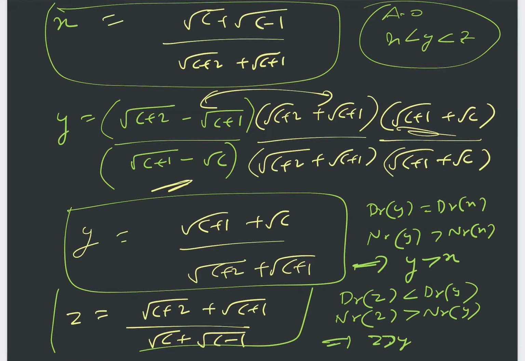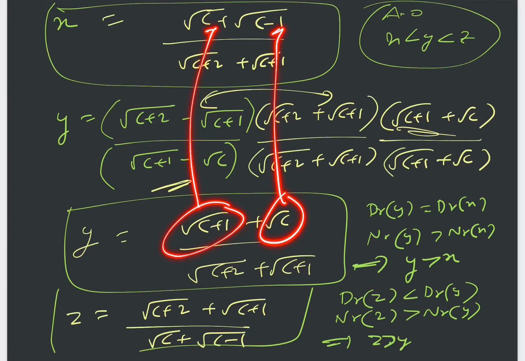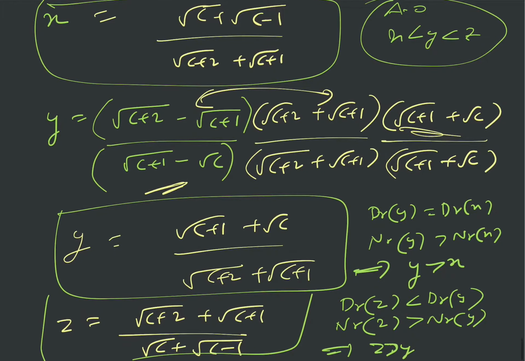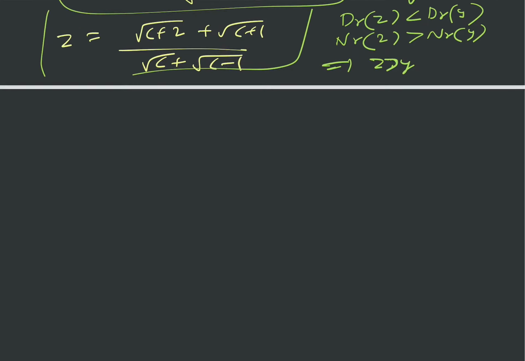Fine. And after rationalization it was very easy to compare, because the denominator was same for x and y, right? And the numerator I can clearly say, because there is a plus in between, so definitely root c plus 1 is bigger than root c, which is bigger than root c minus 1. So if I add these two, this will be bigger than this, right? So I hope that this is very clear. So let us do one more problem.